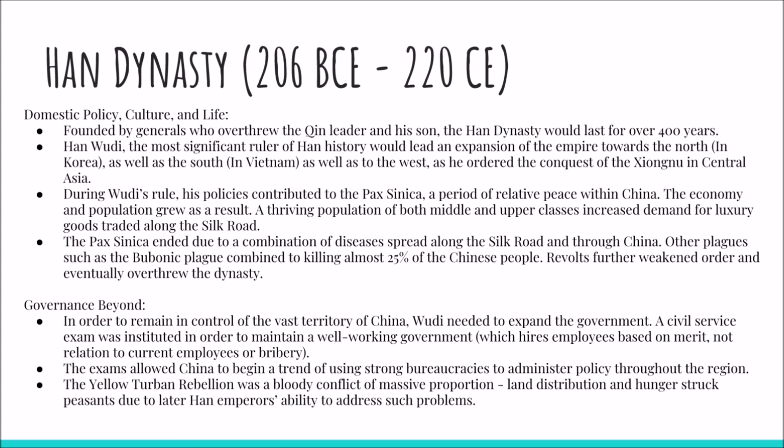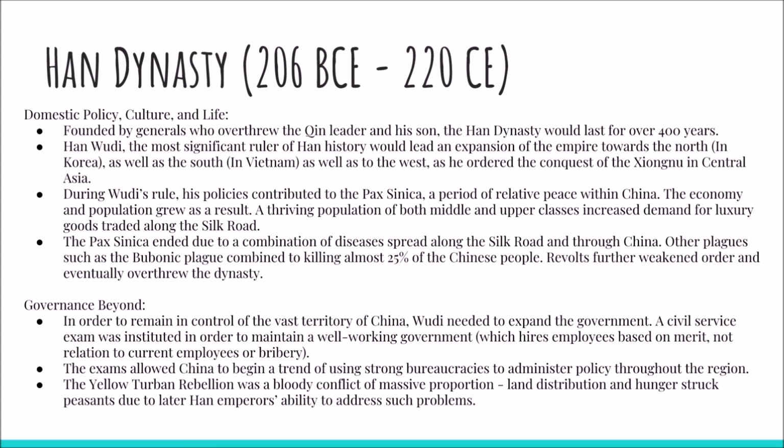Han Wudi, the most significant ruler of Han history, would lead an expansion of the empire towards the north in Korea, the south in Vietnam, as well as to the west, as he ordered the conquest of the Xiongnu in Central Asia. During Wudi's rule, his policies contributed to the Pax Sinica, similar to the Roman period of peace, the Pax Romana, a period of relative peace within China.